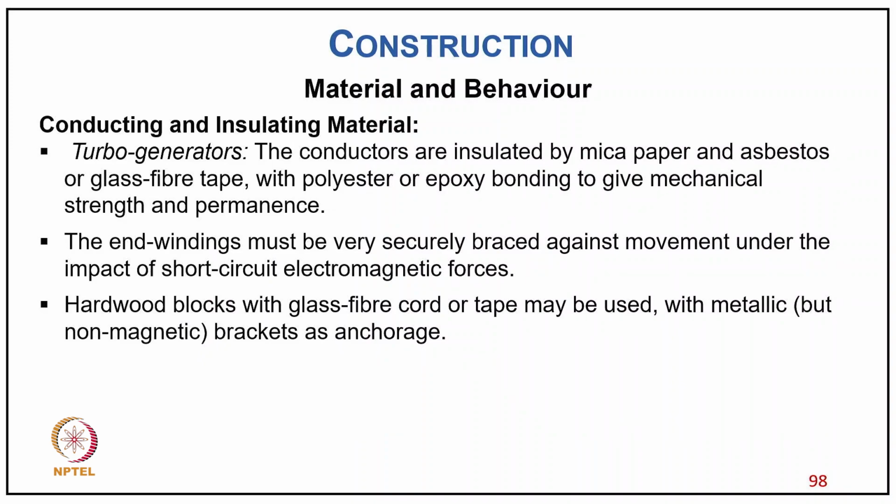Now in a turbo generator, for the typical conducting and insulating materials, the conductors are insulated by mica paper or asbestos or glass fiber tape with polyester or epoxy bonding to give mechanical strength and permeate. And the end windings must have very secure bracing against movement under the impact of short circuit electromagnetic forces. And hardwood blocks with glass fiber cord or tape may be used with metallic but non-magnetic brackets as anchorage.